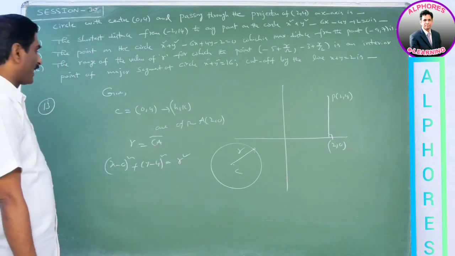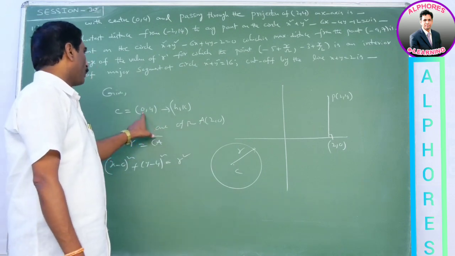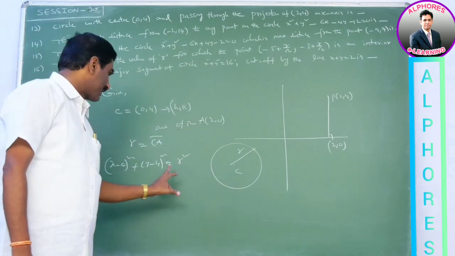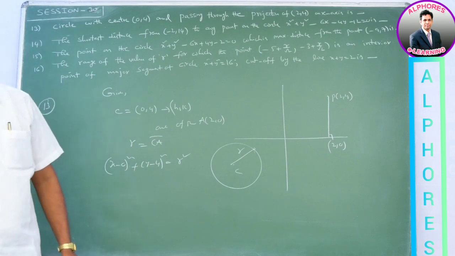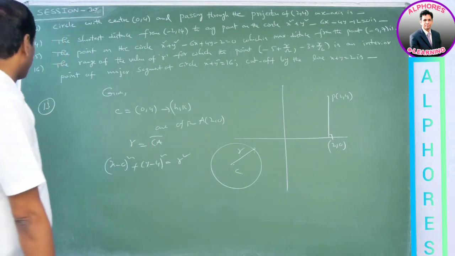Distance between C and A. Find the value: root over 4 plus 16, root 20. Radius is root 20. Substitute that. Okay, next.